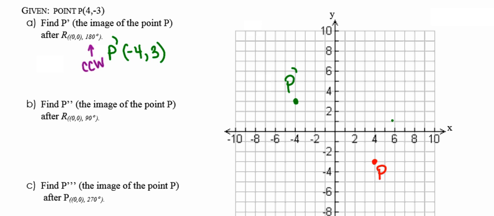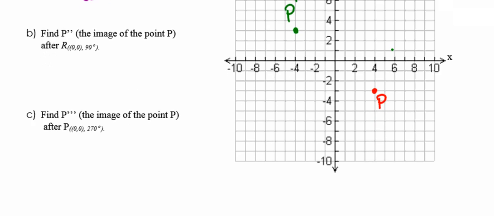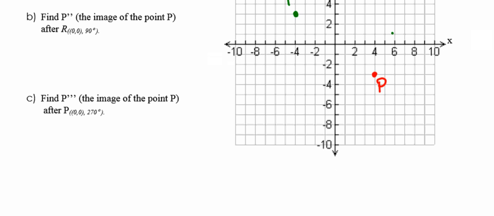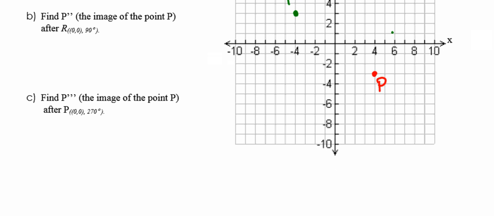Okay, in part B now, they want us to find point P double prime, which is the image of point P after a rotation around point (0, 0), the origin, of 90 degrees. And again, because that 90 degrees is a positive 90 degrees, that tells us that our turn is going to have to be in the counterclockwise direction.